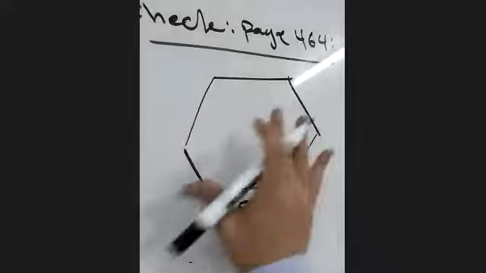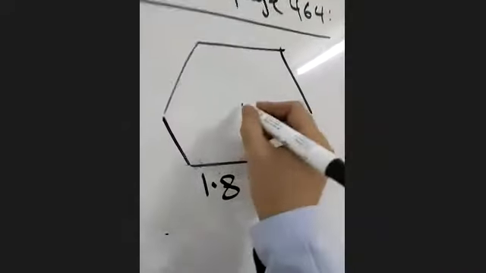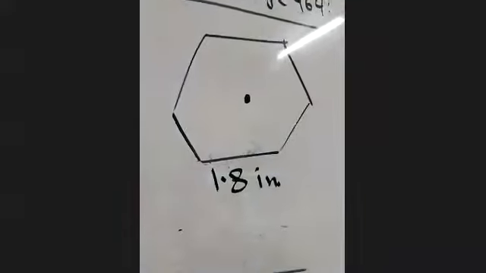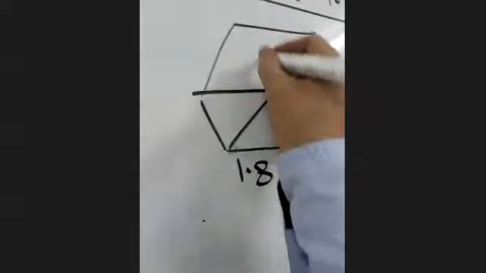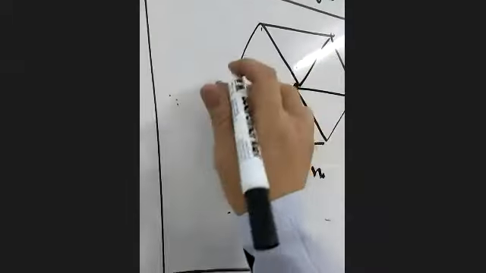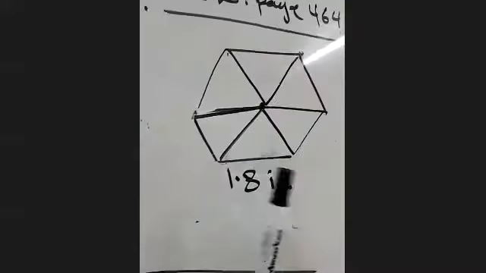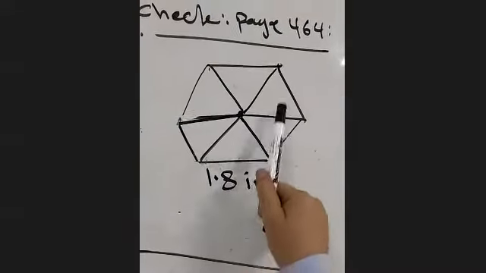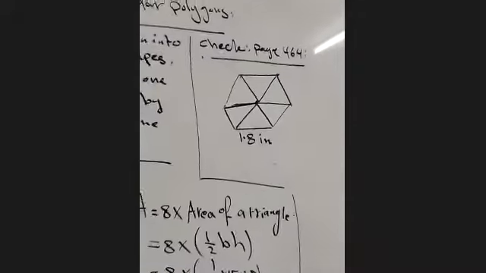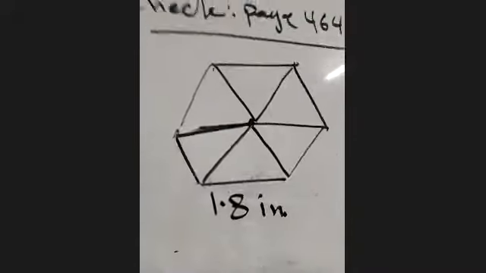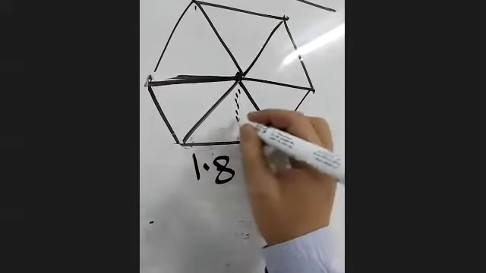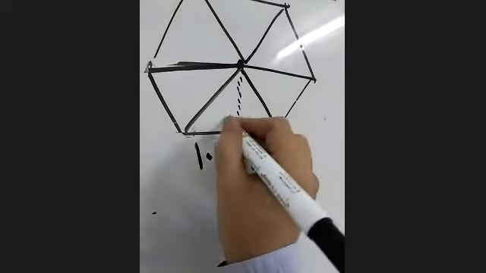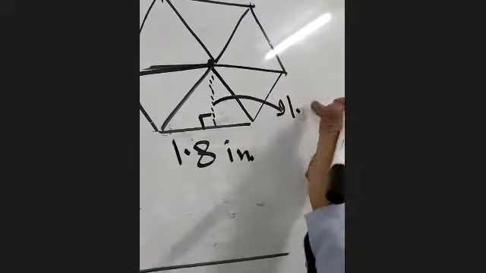Now, how do we split, how do we make the divisions, guys? We put a center point. Then I make a triangle like this. For each corner, I will make a line. Now, let's count how many triangles we have. 1, 2, 3, 4, 5, 6. Each triangle, the question said, has base side 1.8. And what's the height given here? The height is 1.56 inches.